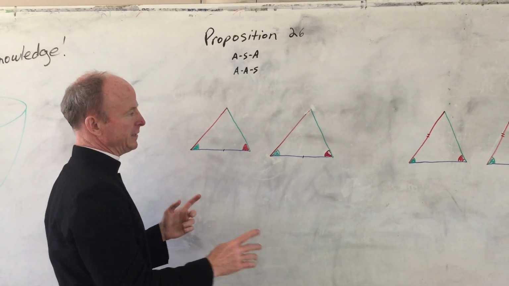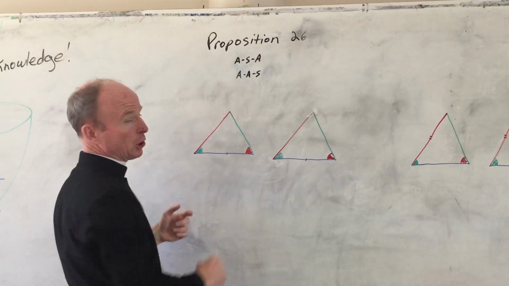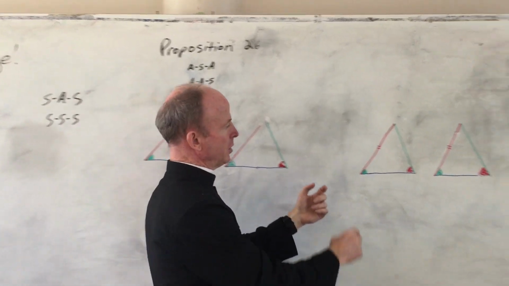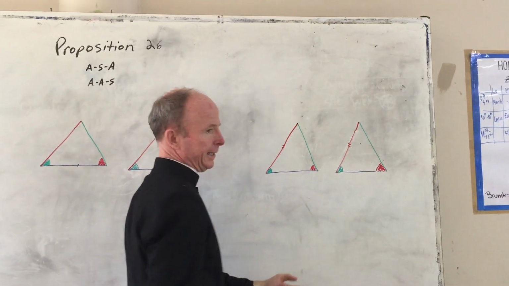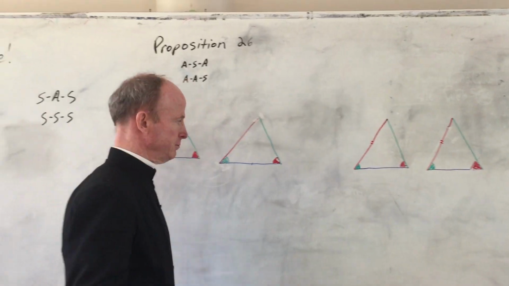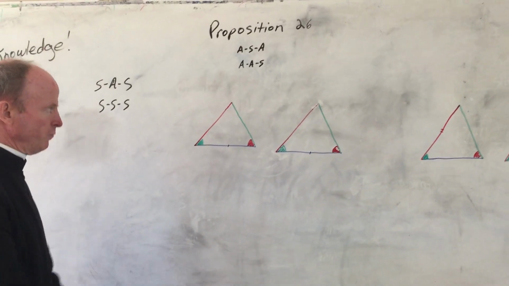The only thing is, we've got two possibilities. Where is that side located? Is it located between the equal angles or not between the equal angles? We're going to prove this proposition for both cases, just to be sure, okay, just so that we really know.